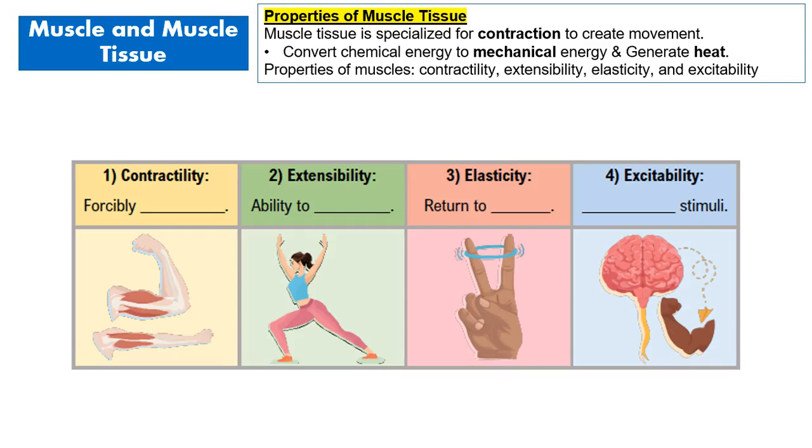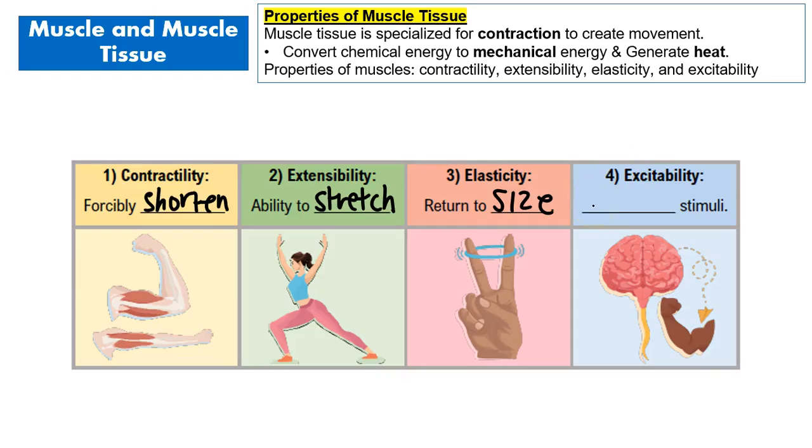All muscles share specific properties, and these are the four properties we're going to focus on: contractility, extensibility, elasticity, and excitability. So what is contractility? Contractility means that you are forcibly shortening the actual muscle. Extensibility means you have the ability to stretch the muscle. Elasticity means that muscle has the ability to return to its original size. So after all that shortening from contraction and that stretching, you want that muscle to be able to get back to its original size. That's what elasticity is for.